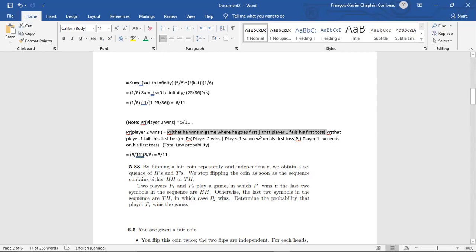So the probability that he wins given that player 1 fails is the same as if he just started the game. Right? If player 2 now finds himself in a starting position, then this probability is the same as 6/11. It's kind of like he just started the game given that the first player failed. So I took the probability that he wins the game as if he started, multiplied by the probability that player 1 failed, and it gives you the probability that player 2 wins.